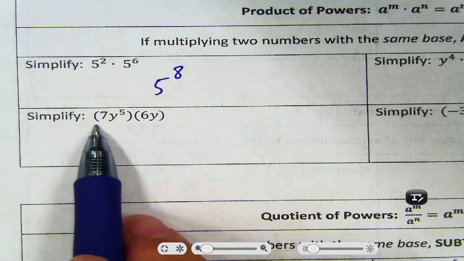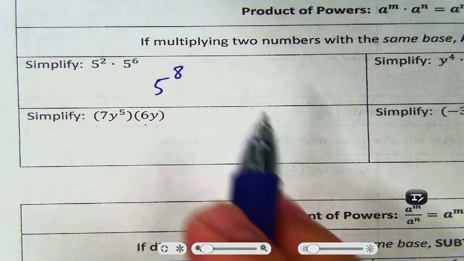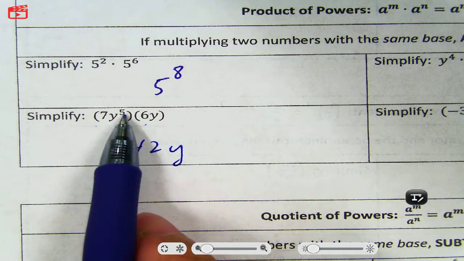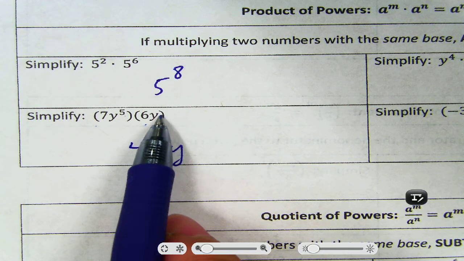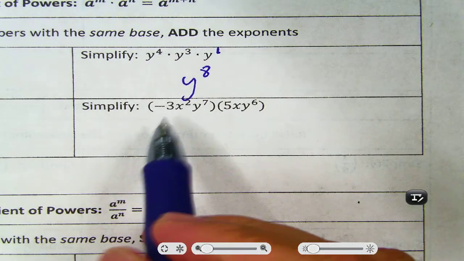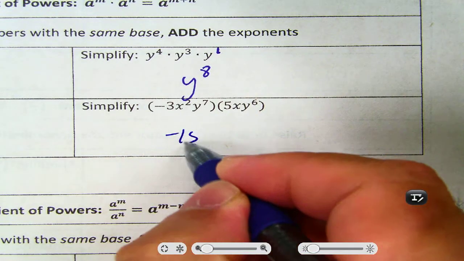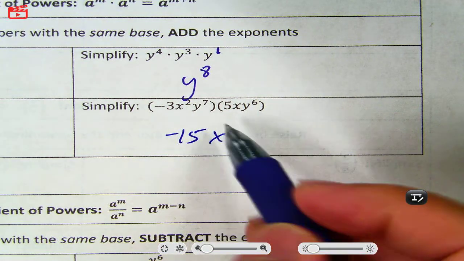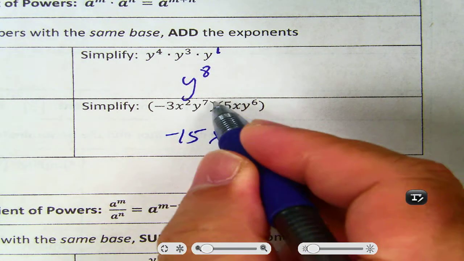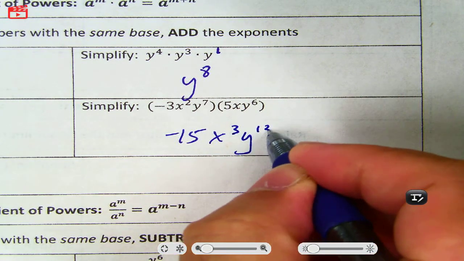Here, 7 and 6 are just regular numbers, so you just multiply them. 7 times 6 is 42. Y has an exponent of 5, and this has an exponent of 1. 5 plus 1 makes 6, and that's it. Here, multiply negative 3 and 5, which makes negative 15. For x, 2 plus 1 makes 3. For y, 7 plus 6 makes 13.